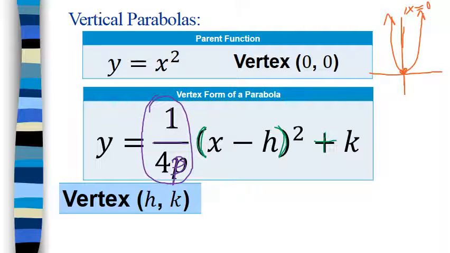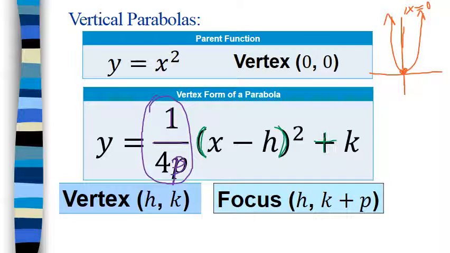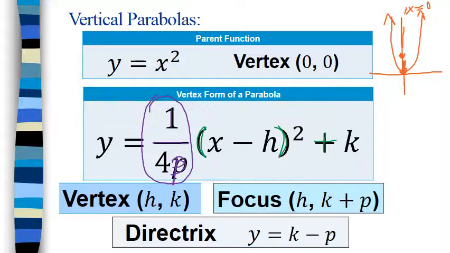And so in general, our vertex will always be (h, k). Our focus will still have x-value h because that's also on the axis of symmetry. So our focus is up here. And our y value is going to be k plus p. So if this is our focus, we have p units to go up to get to k plus p. Our directrix is p units below the vertex. So we're going to go k minus p to determine where the directrix is. Go ahead and pause your video, make sure you have all this.